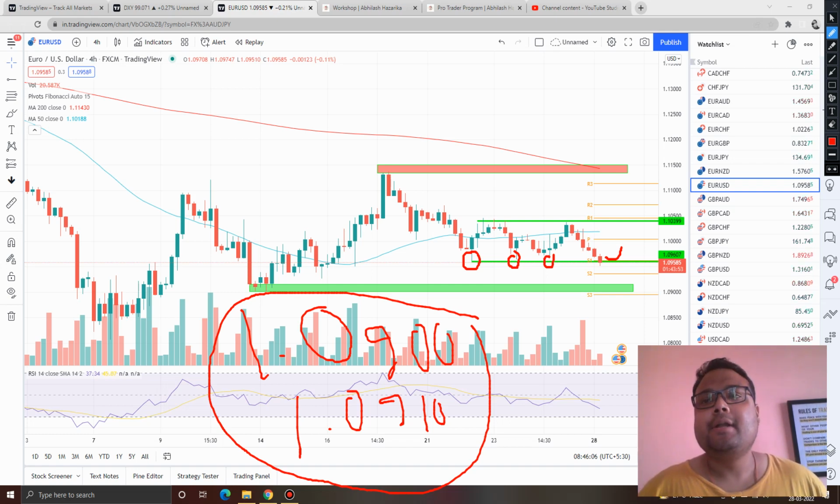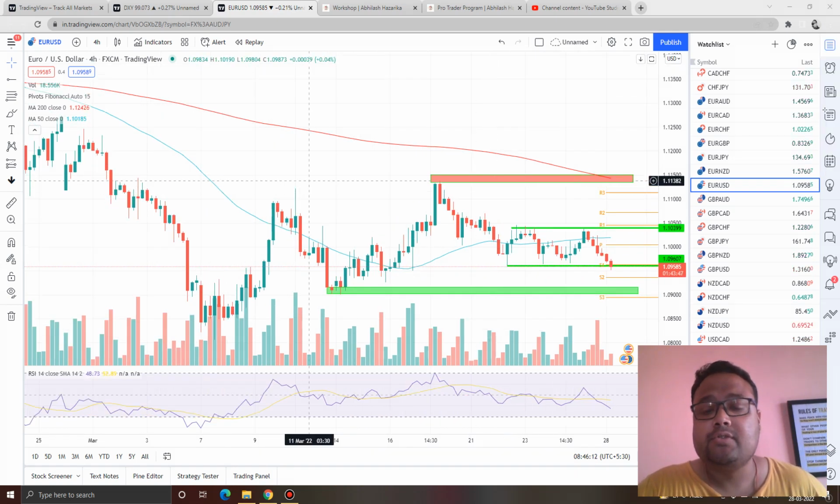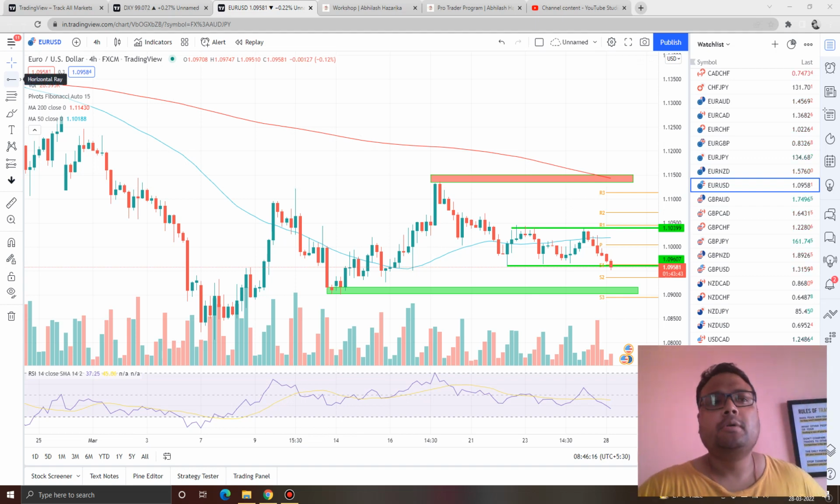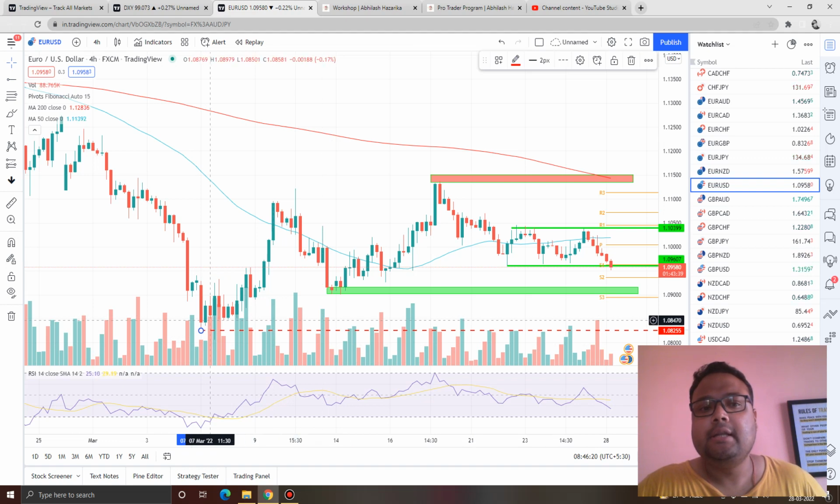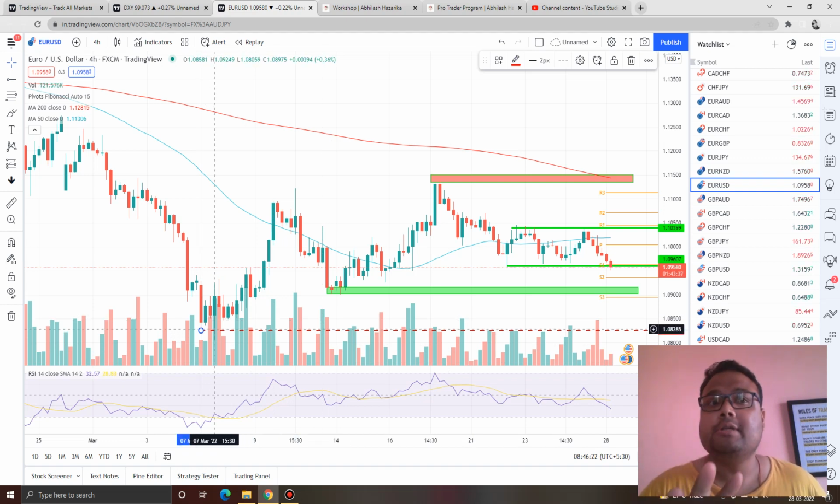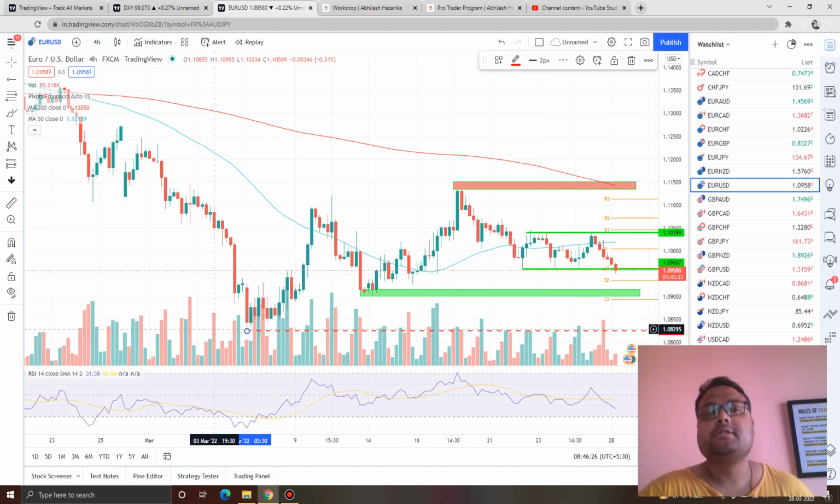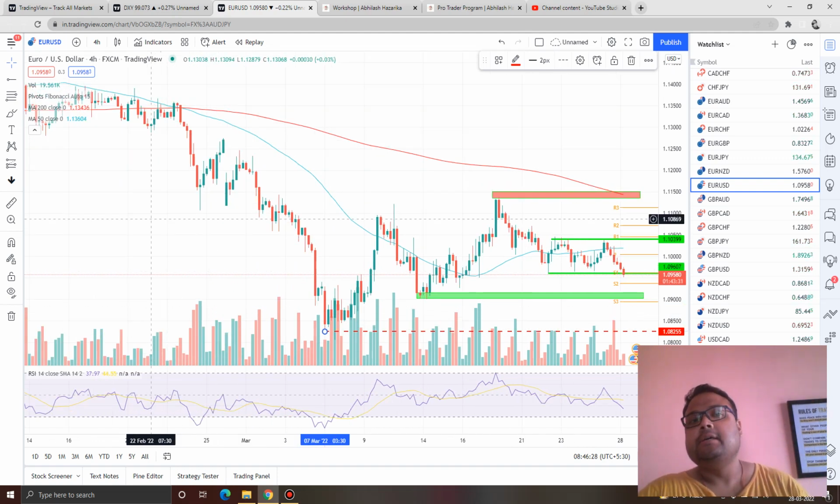Why is this level important? Because this level is from the weekly chart, and I have already discussed it in detail in my previous videos as well. Just make sure that you also mark this level. This is the lowest point on the chart of Euro USD, and this is the most important and the strongest support on the chart.